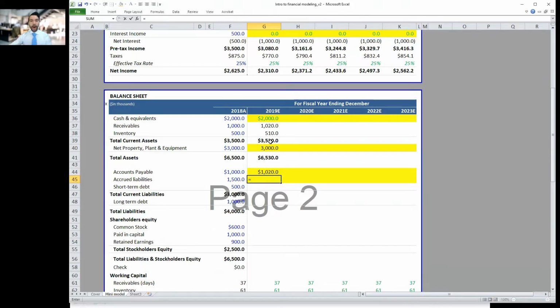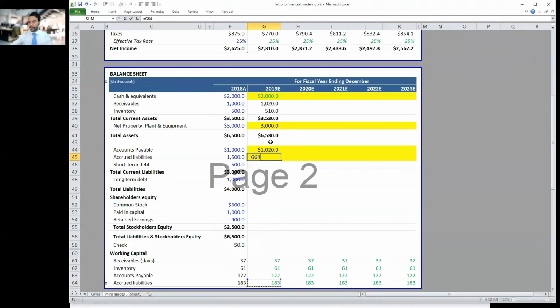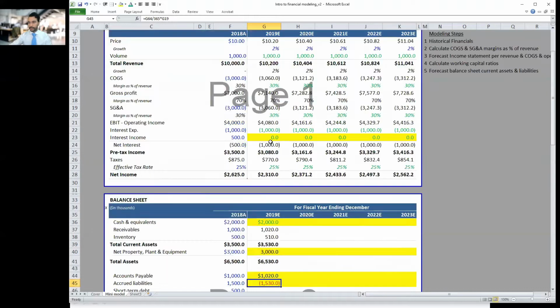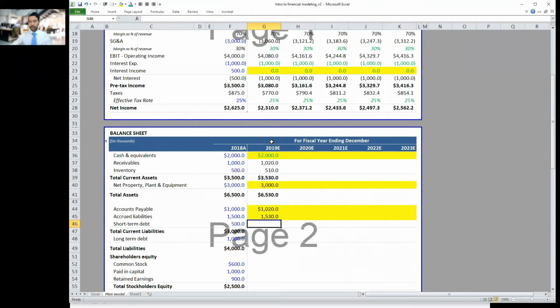So let's continue with accrued liabilities. So following the same format or the same approach, we're going to take accrued liabilities turnover ratios divided by 365 times SG&A. And where's my SG&A? Here it is. Okay, and of course, I'm going to put in a negative sign. And my short-term debt, we're just going to flatline this.